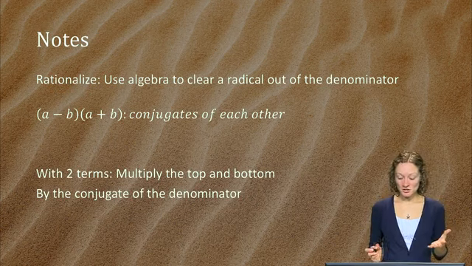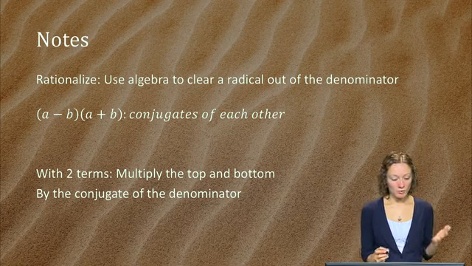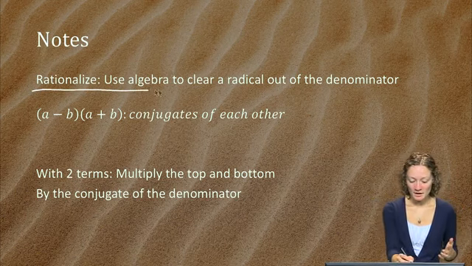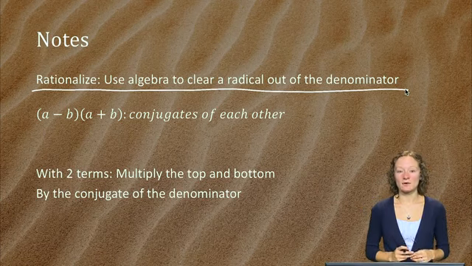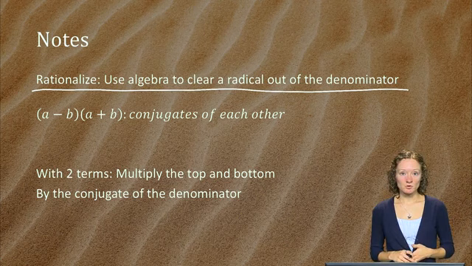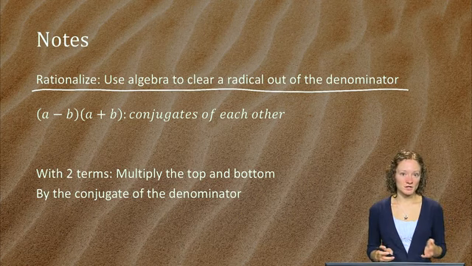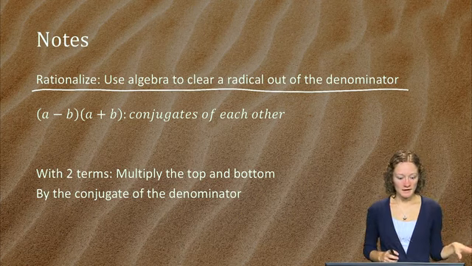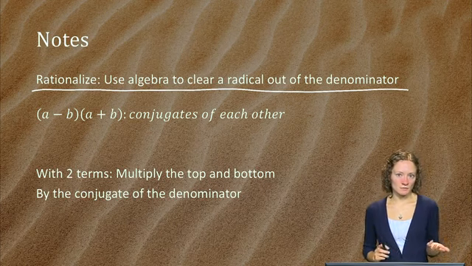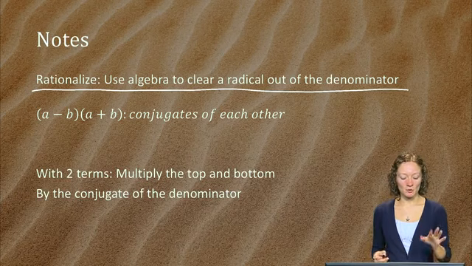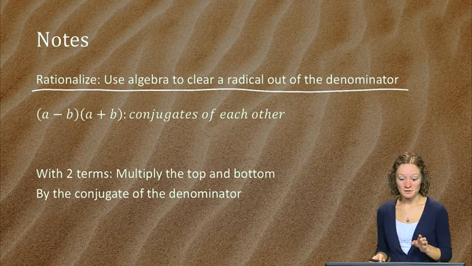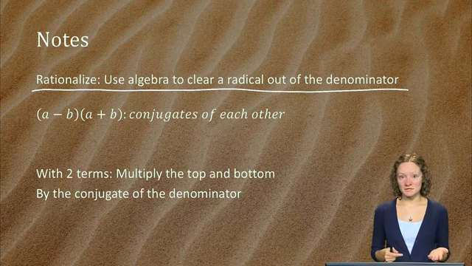For this section, rationalizing, and this is kind of the important piece, just to understand what it is we're doing. Rationalizing is using algebra to clear a radical out of the denominator. It's possible to see problems where you're asked to rationalize the numerator. I would not expect to see that in this course. Typically, in actuality of math, we really only do it to the denominator. So when something says to rationalize, it means find a way to use some algebra to clear the radical out of the denominator.